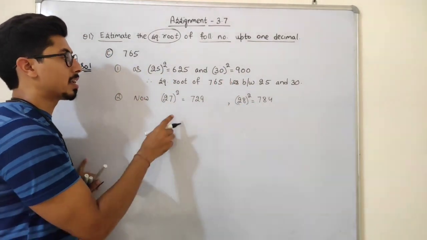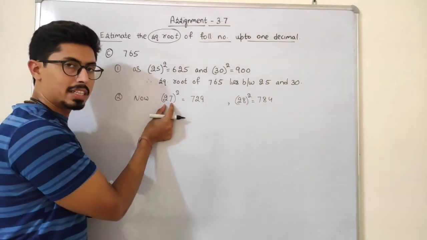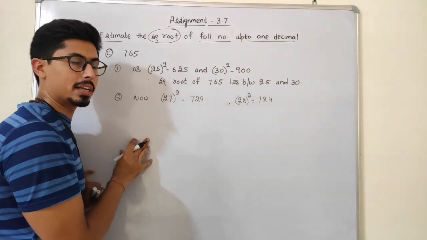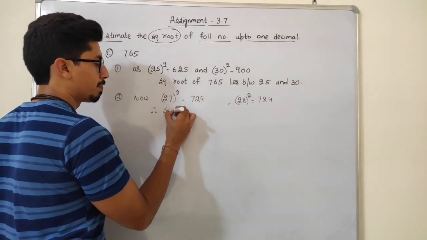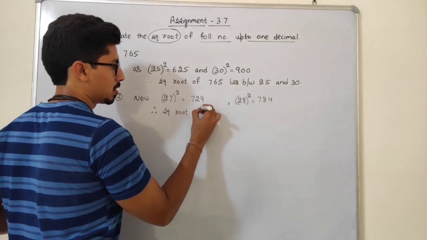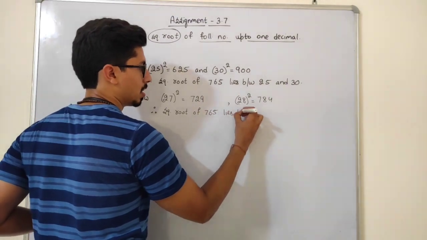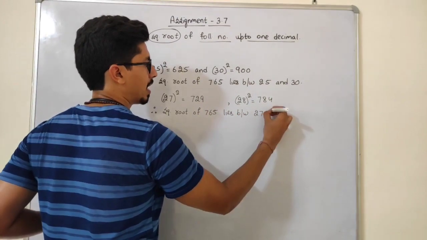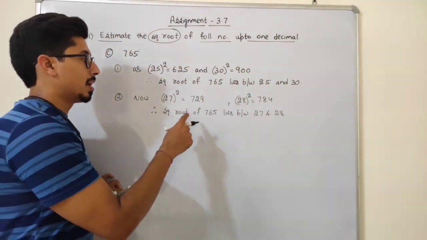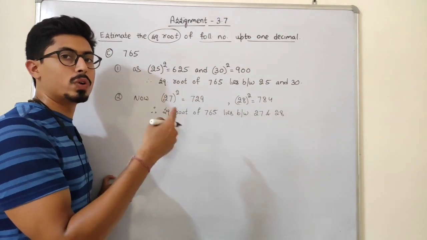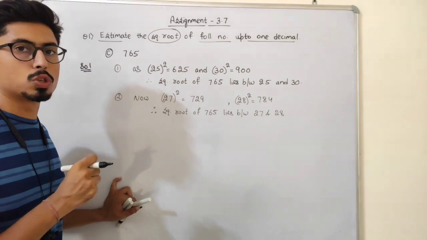So now I can say that 765 square root will be greater than 27 but less than 28. Therefore square root of 765 lies between 27 and 28. So it will be after 27 square. So now what I'm going to do, I'm going to take the decimal portions also of 27.